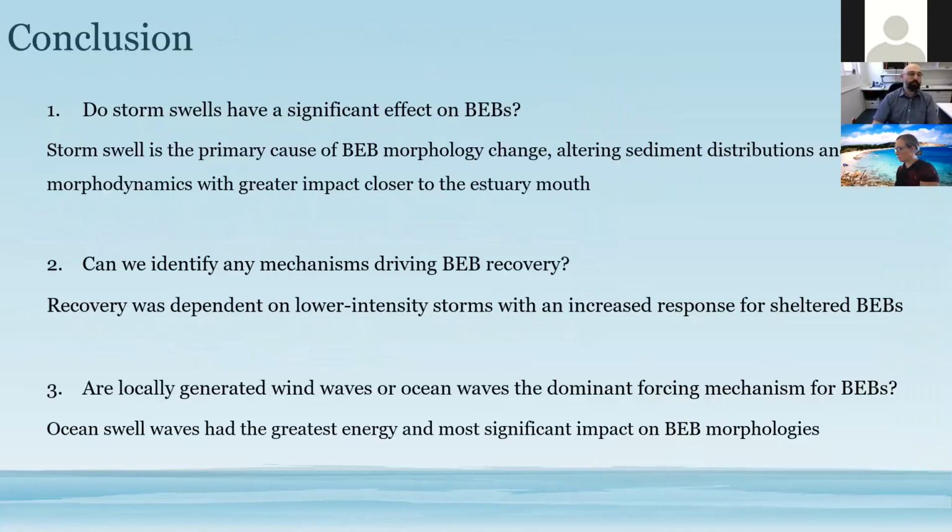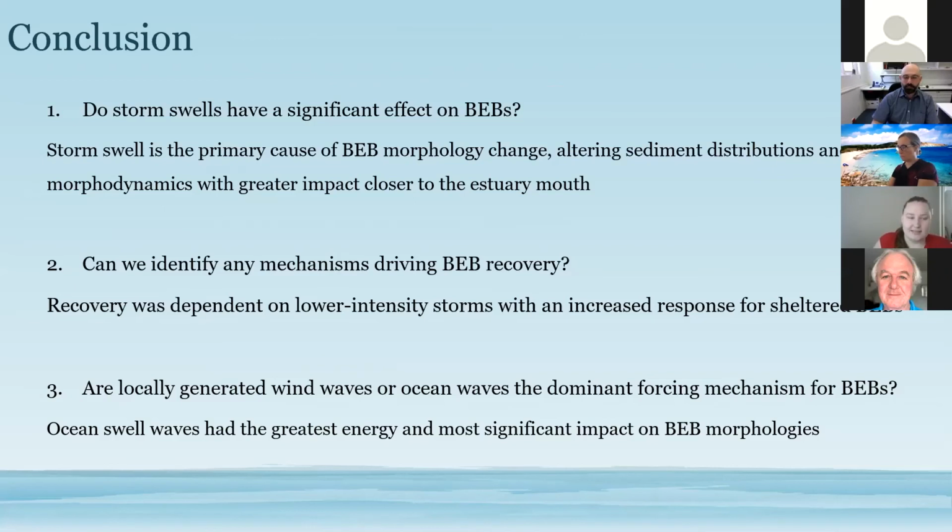In conclusion, looking at our first research question, do storm swells have a significant effect on BEBs? Yes, storm swell is the primary cause of BEB morphology change, altering sediment distributions and BEB morphodynamics, with greater impacts found closer to the estuary mouth. Storm swell was capable of penetrating deep into estuaries with minimal energy loss, causing longshore and cross-shore transport.